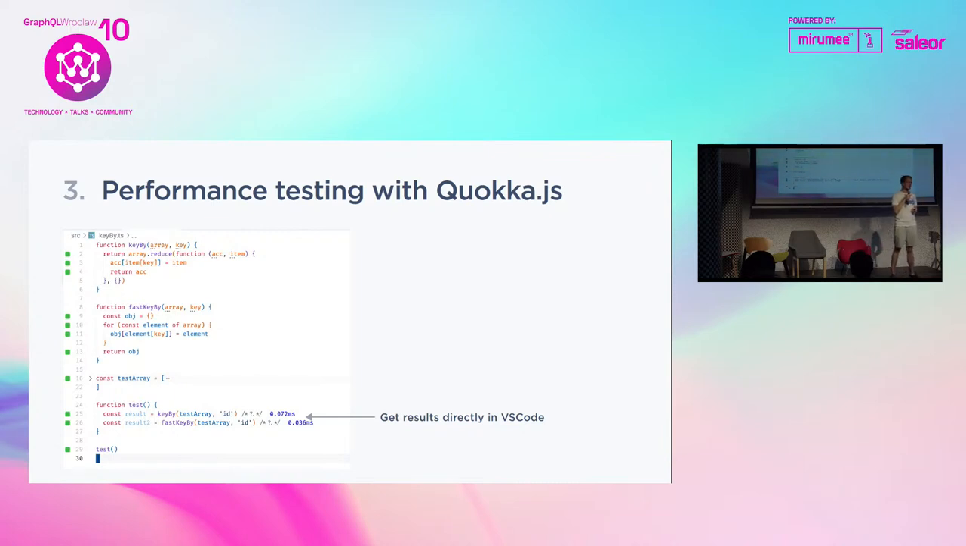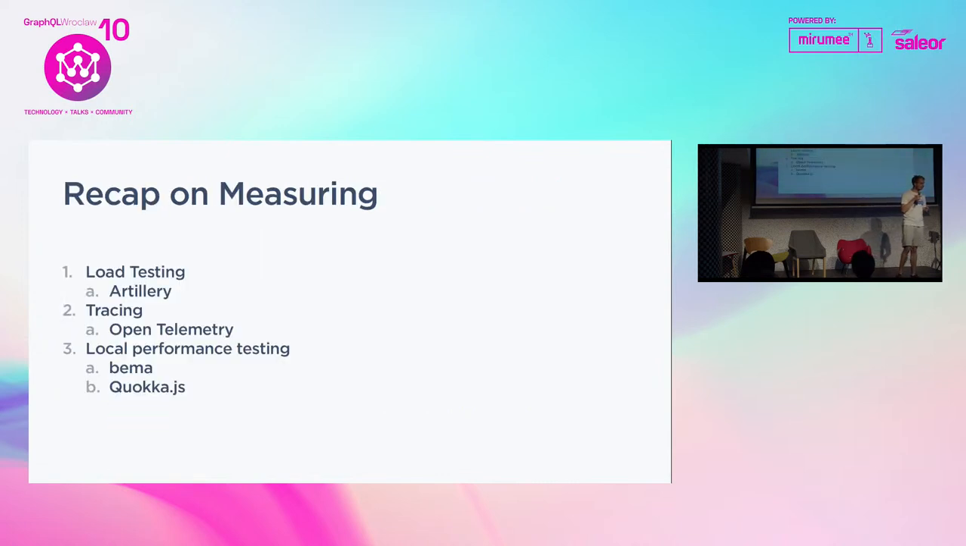So Quokka.js is a paid VS Code extension. I'm not paid by them, but I like it a lot. You can add little annotations here, as in lines 25, 26, you see the question mark dot syntax, and with that, you can directly see inline how long a function call takes. I really like that to try out quick ideas.